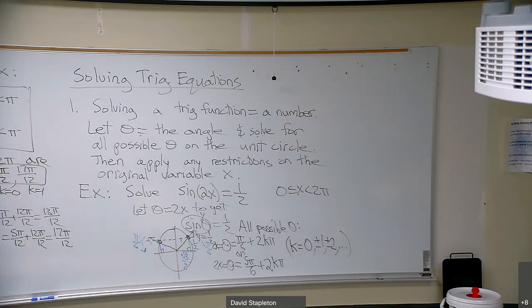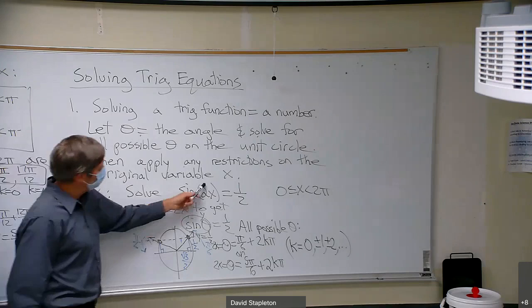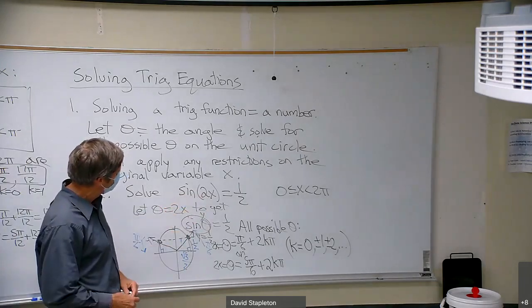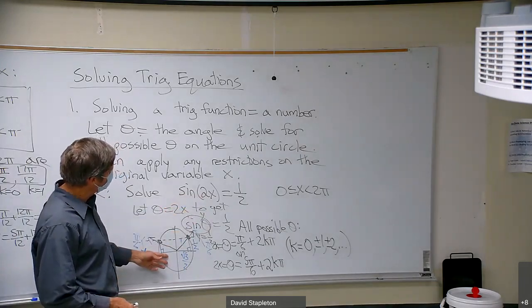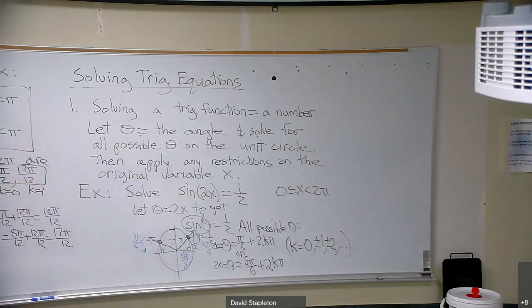So there's how you can solve those kind of problems. Trig function equals a number. Just let theta equal whatever the angle is in here, 2x in this case. Solve for theta on the unit circle, and then put back x to see which values are between 0 and 2 pi. It works really well. And you can solve all these things. Trig function equals a number. Right?